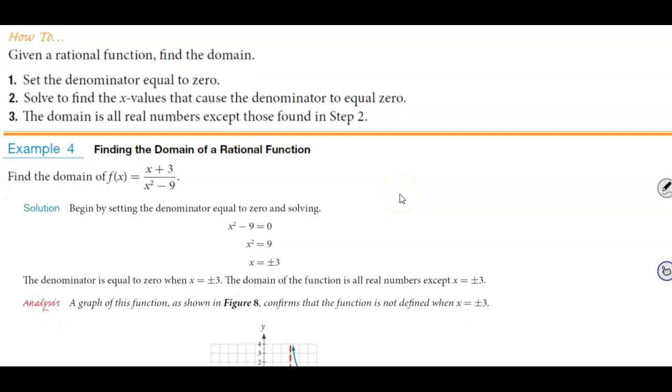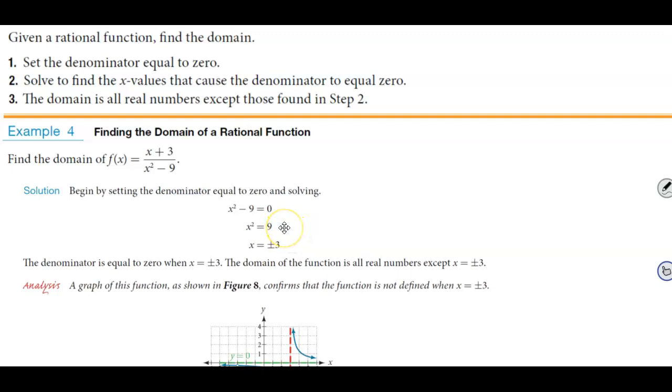So for example number 4, we want to find the domain of f of x, which is equal to x plus 3 divided by x squared minus 9. So we're going to begin by setting the denominator equal to 0 and then solving. So we have x squared minus 9 equals 0. We're going to add 9 to both sides, so now we have x squared is equal to 9.